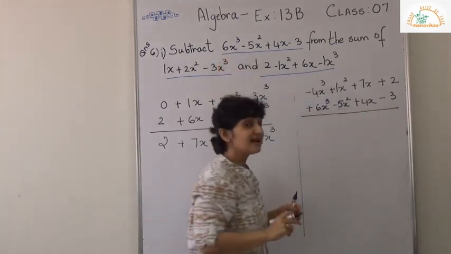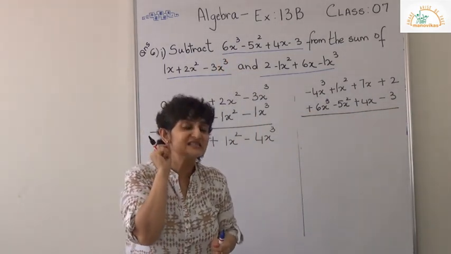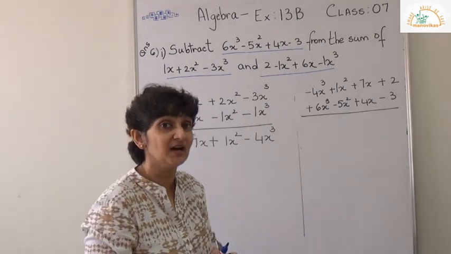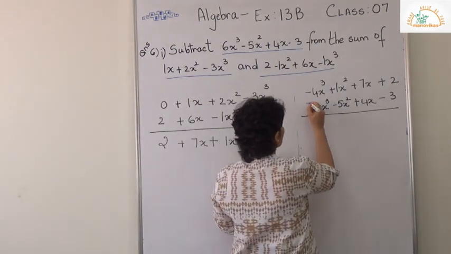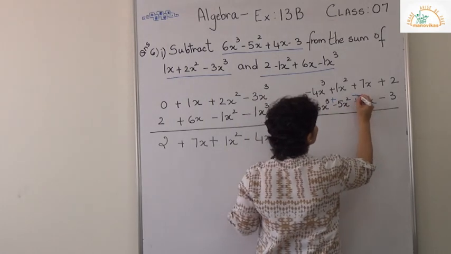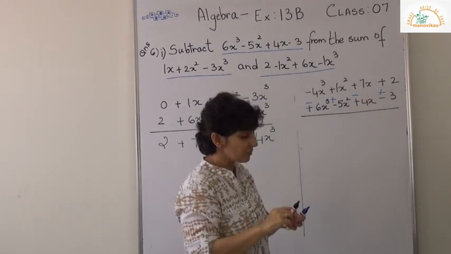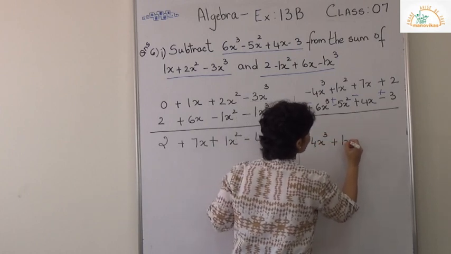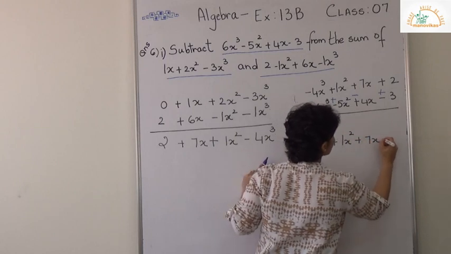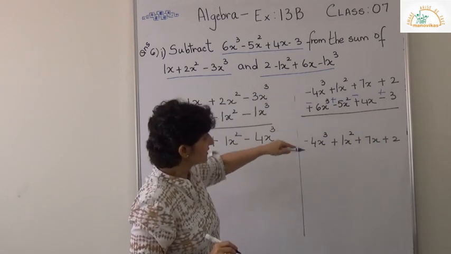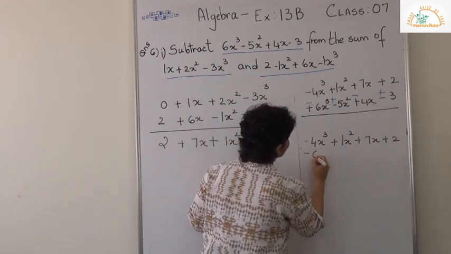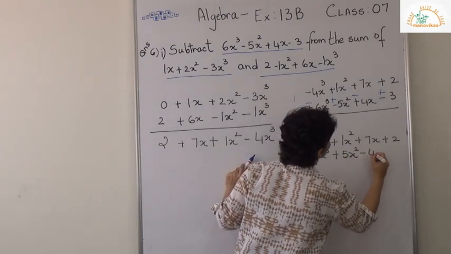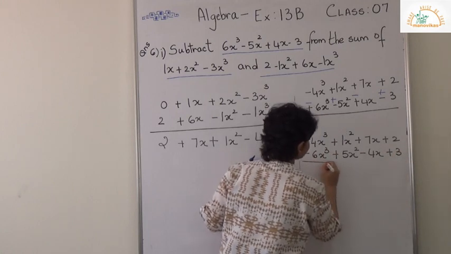Now, what did I say? Whenever you subtract, what is the rule that I said? You need to change the signs of the lower number. So let me change. Minus, this becomes plus, minus and plus. So let's rewrite. I have minus 4x cubed plus 1x squared plus 7x plus 2. Correct? Now let's write with the new signs. That is minus 6x cubed plus 5x squared minus 4x plus 3.